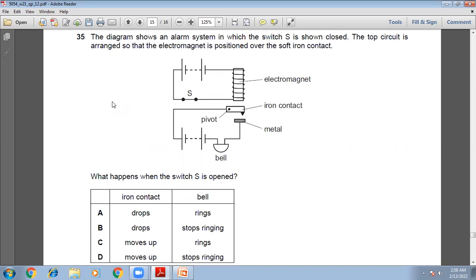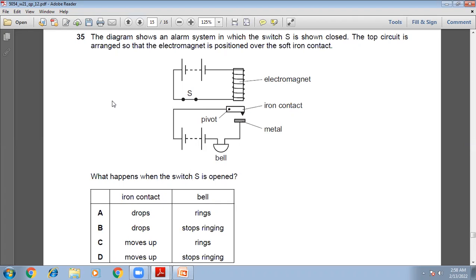The diagram shows an alarm system in which the switch S is shown closed. The top circuit is arranged so that the electromagnet is positioned over the soft iron contact. What happens when the switch S is opened?